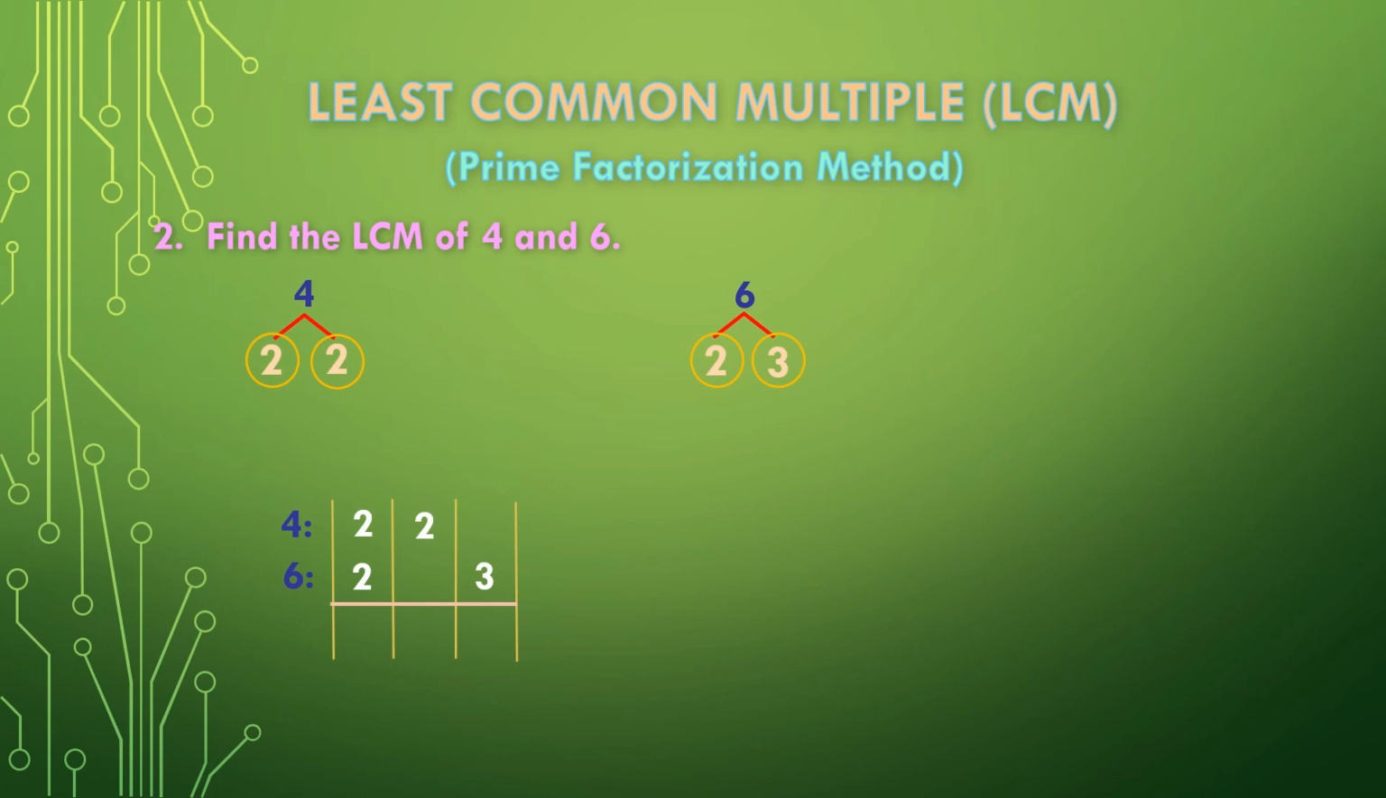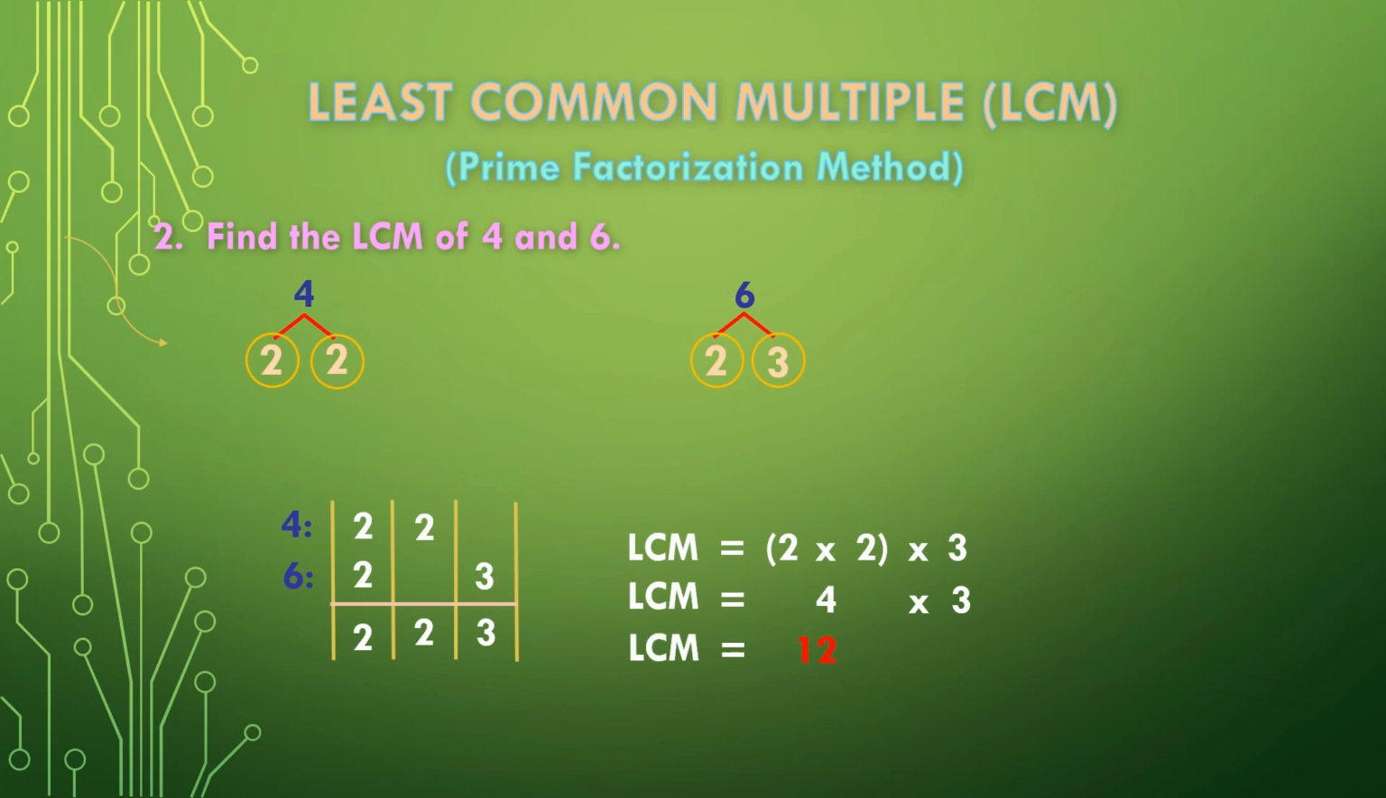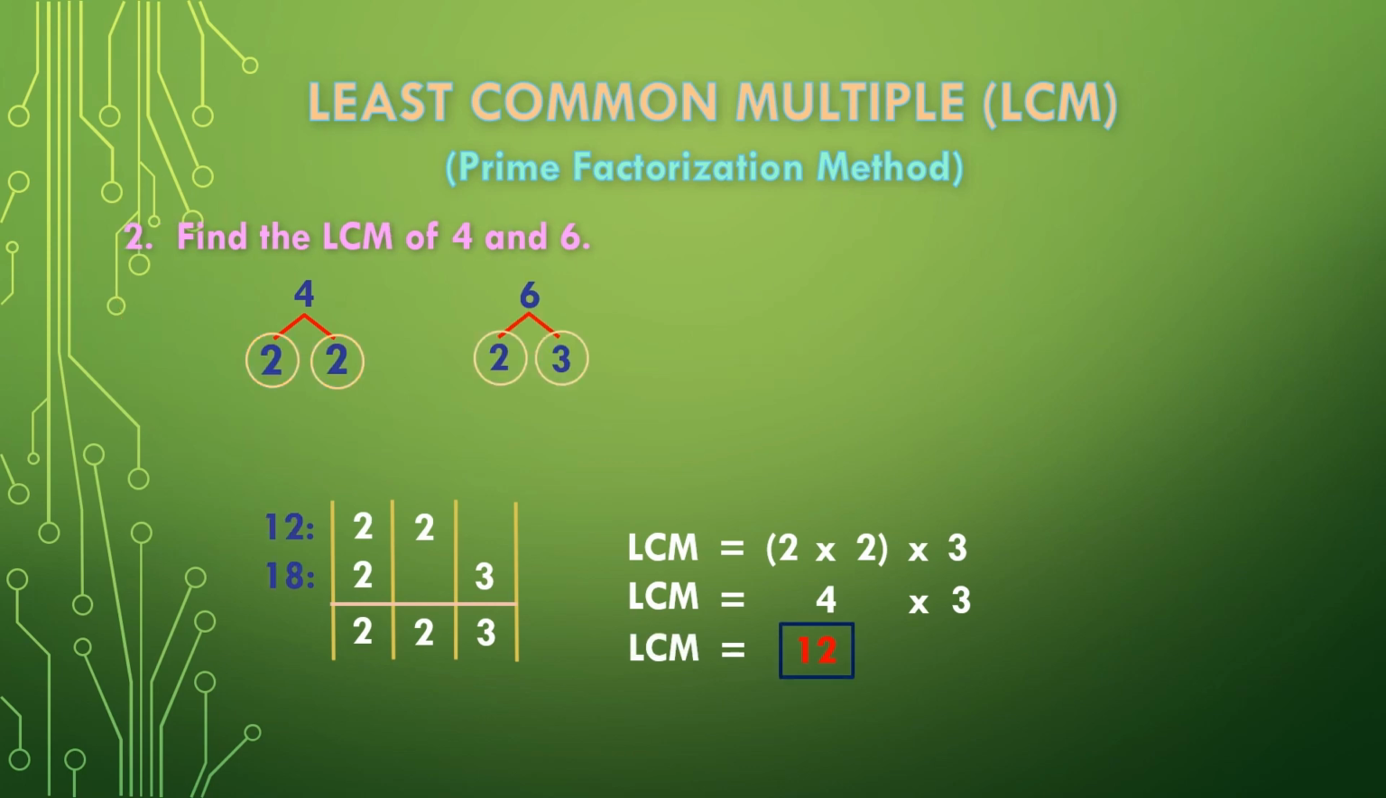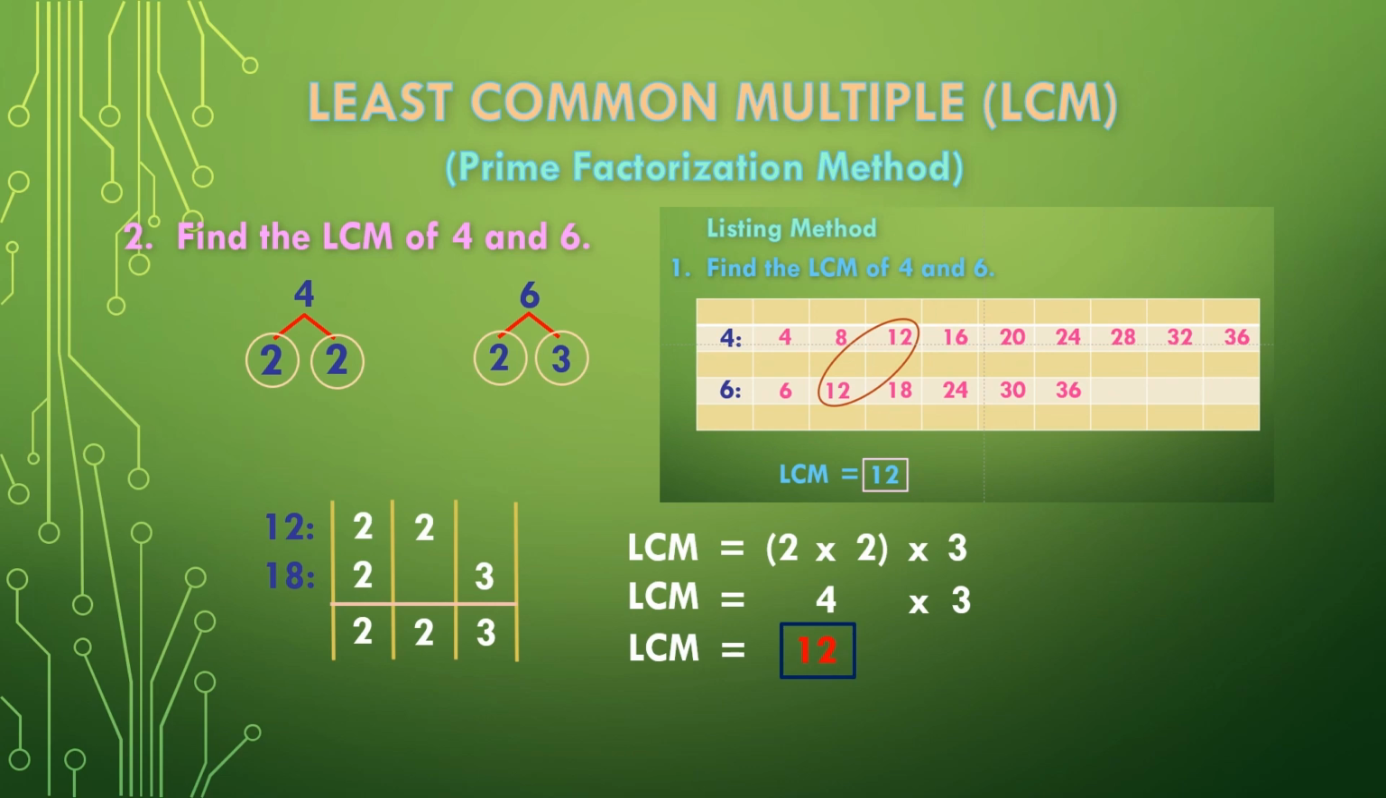So here goes. Let's bring down 2 and 2 again and 3. To get the LCM, we will multiply all the factors of 4 and 6. So 2 times 2 times 3 equals 4 times 3 equals 12. So the LCM of 4 and 6 is 12. To check our answer, let's compare it with our answer using the listing method. Regardless of the method used in finding the LCM, the answer should be the same.